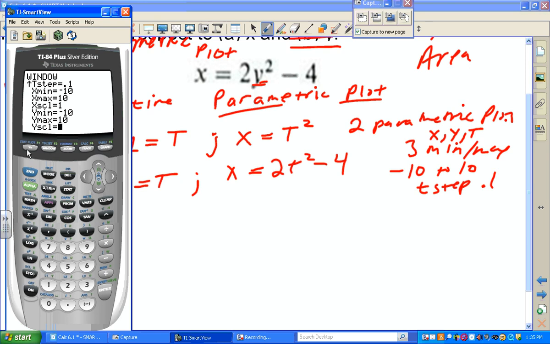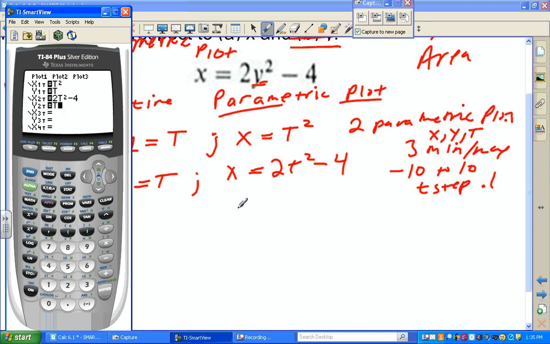Okay, so y equals, my first one. When you clear it, I'm going to let x equal t squared, and then y is going to equal t. Now, with both parentheses turned on, that means you're ready to go. Clear this one out. X wants to be 2t squared minus 4, and then y is going to be t.